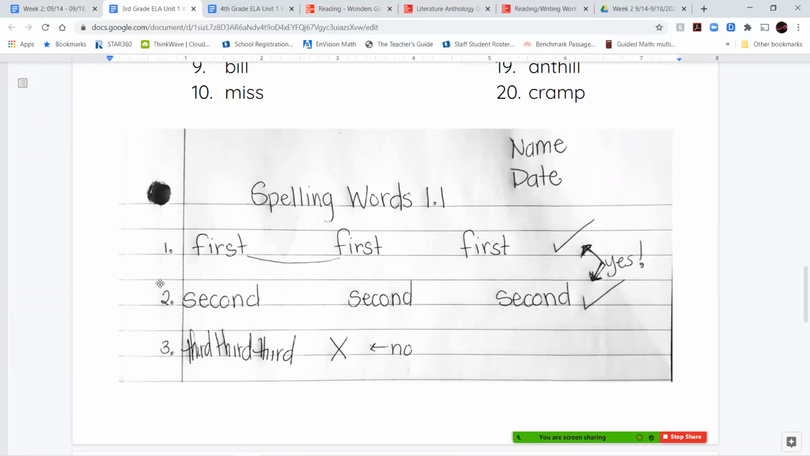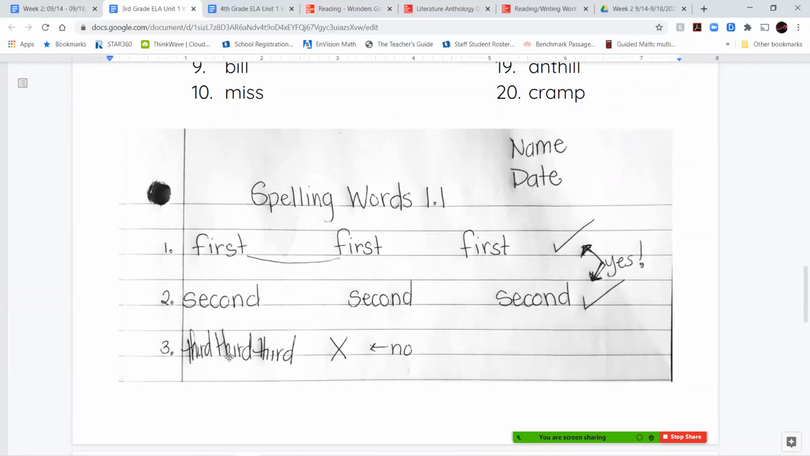Over here, you can see that I skipped lines in between. So I left a blank line in between my words. I wrote my letters neatly. I left a 2-finger space here in between so my words are not squished together. And I tried to use my best handwriting. So you can see that these first 2, I did really well, right? I followed all of the rules.